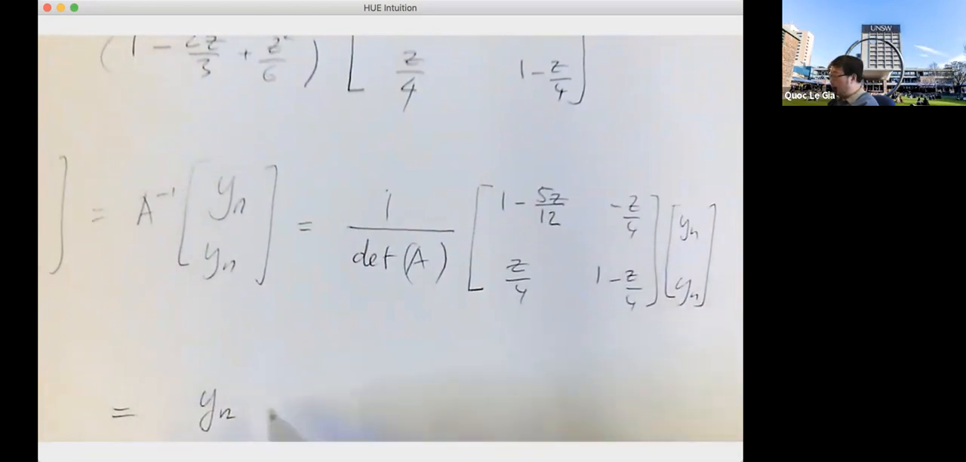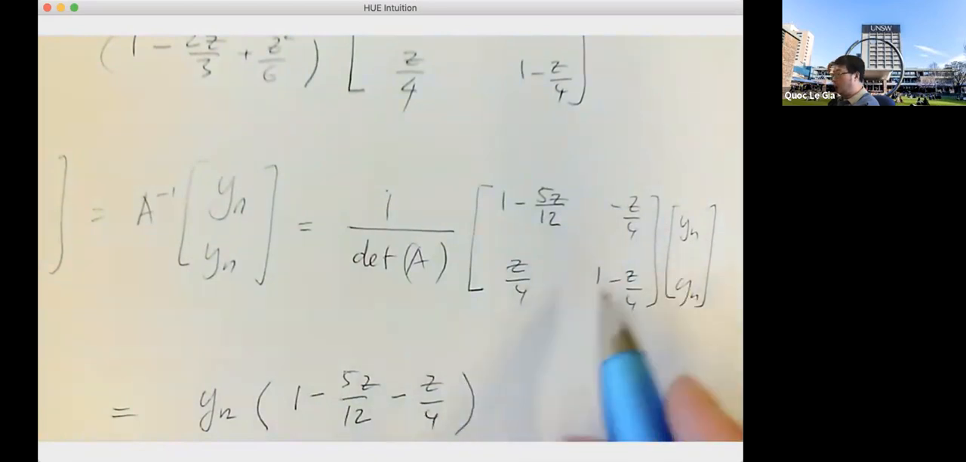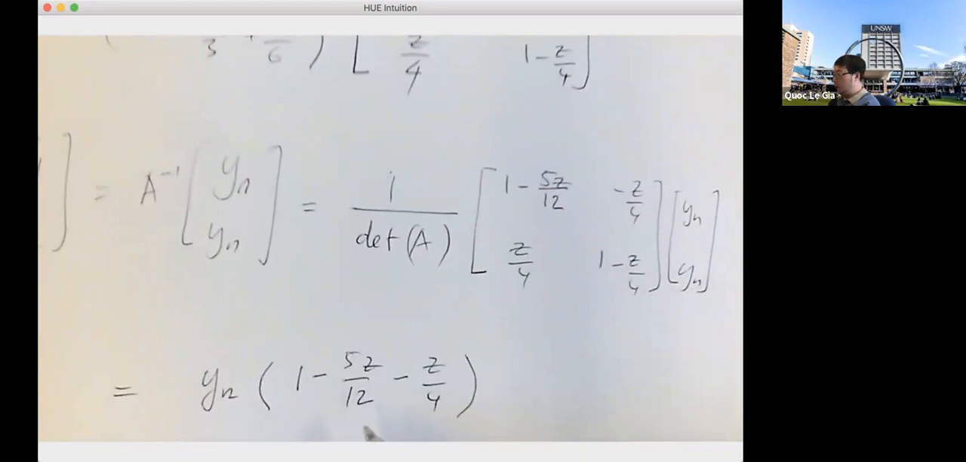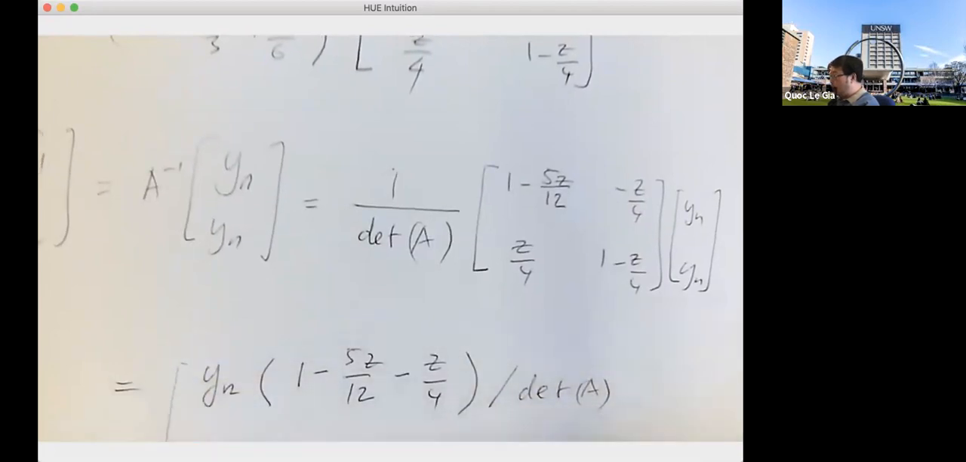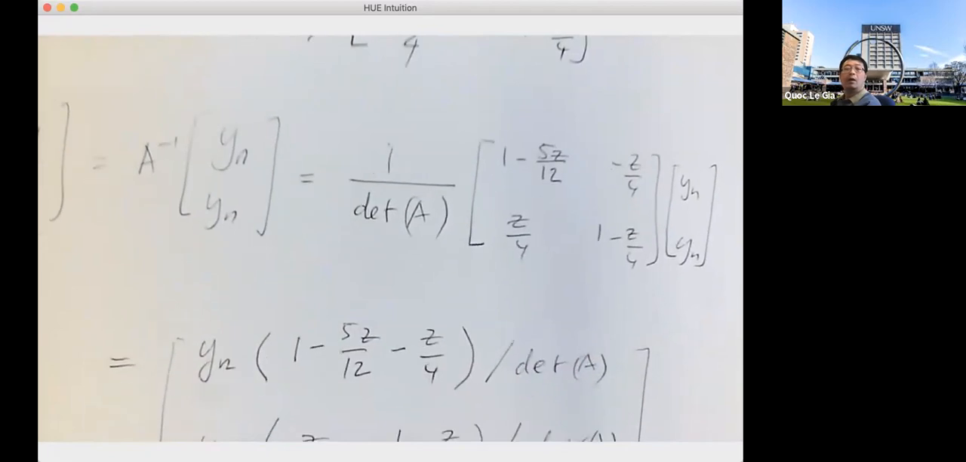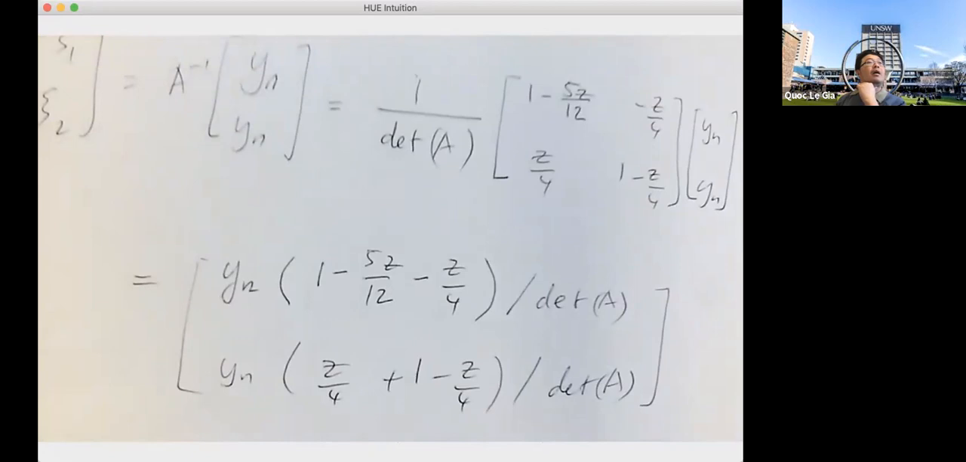okay? So for the first one, yeah, so yn will be, you take 1 minus 5z over 12 minus z over 4. Okay, so this one gives you xi1. So hopefully our calculation is correct, yeah. And then we'll have to divide it by the determinant of A, yeah. And then the second one will be yn times z over 4 plus 1 minus z over 4 divided by the determinant of A. Is it correct? So far still correct, right? Yeah.